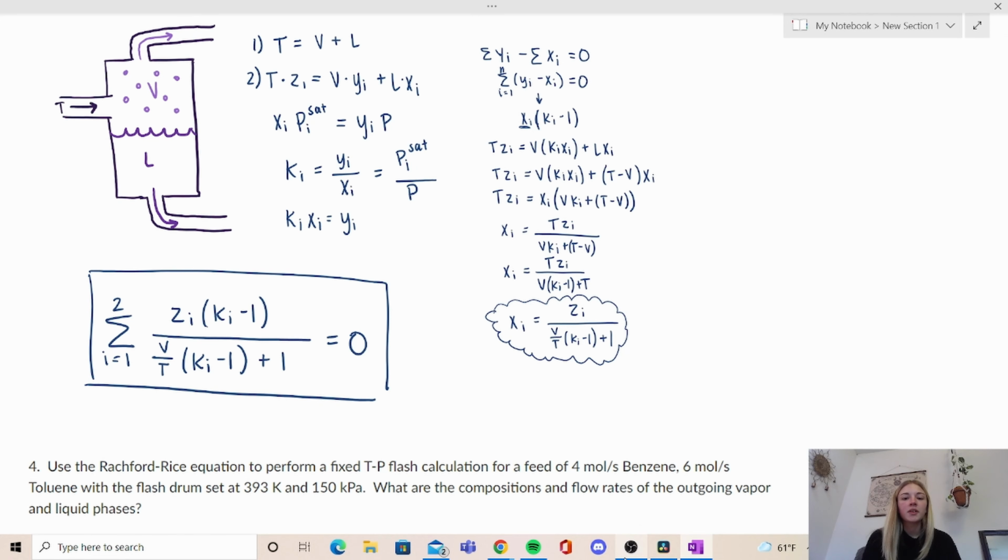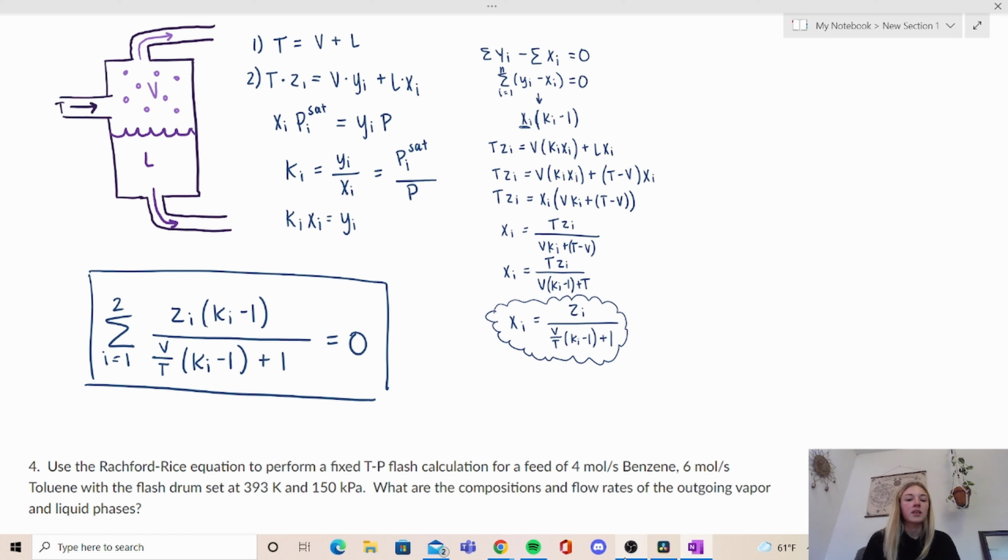So in this video, we're going to be using the Rashford-Rice equation we derived in the last video to perform a flash calculation of a binary mixture of benzene and toluene. So we are given the flow rate of benzene is 4 moles per second and the flow rate of toluene is 6 moles per second entering our flash drum. So we can deduce that the total feed rate is going to be 10 moles per second.